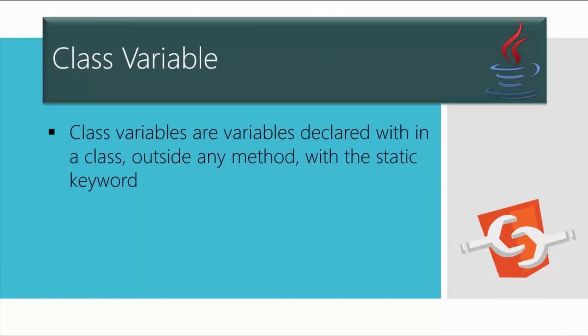And then we have a class variable. These are variables declared within a class, outside any method, with a static keyword. So these are the three types of variables that can be used in Java.